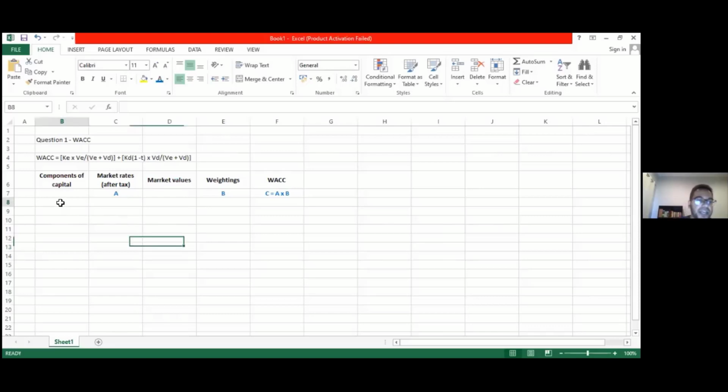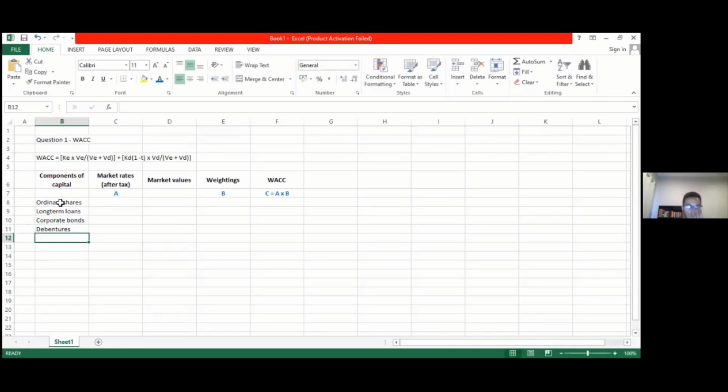So under equity, we only have ordinary shares. Under debt, there's no preference shares. Under debt, we have long-term loan. We have corporate bonds. And we have debentures.